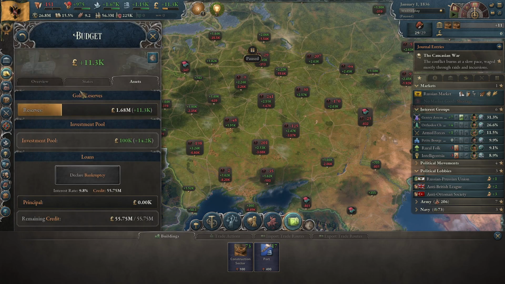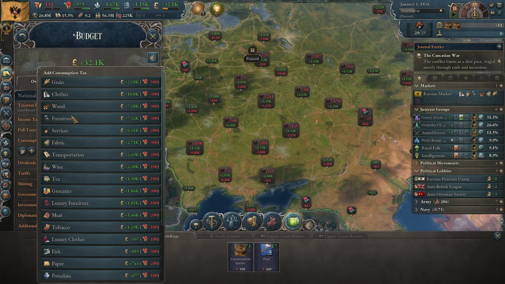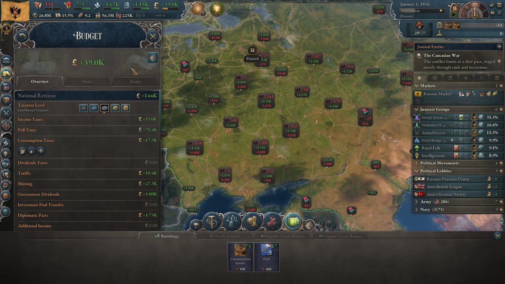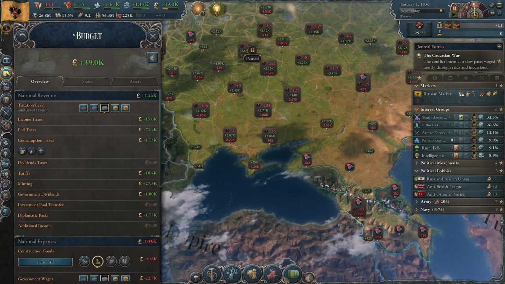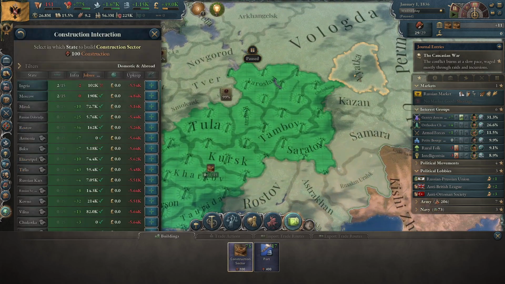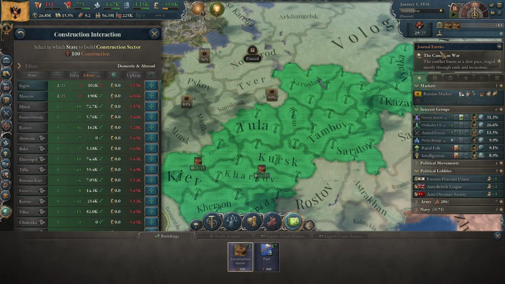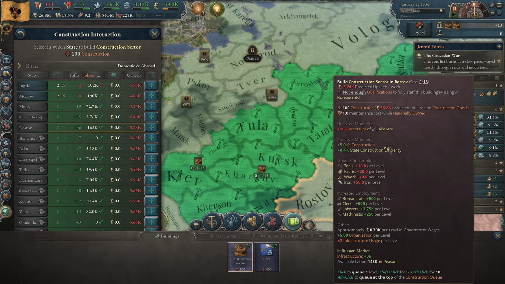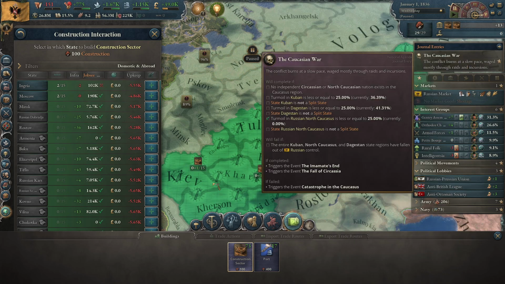Maybe that's by raising taxes or lowering the input costs. So maybe we're adding some taxes here. We've raised taxes as well, and now we're building all of these construction sectors. We're building what we think we'll be able to afford even if we go into a deficit. We'd let those build up for a while as we play.